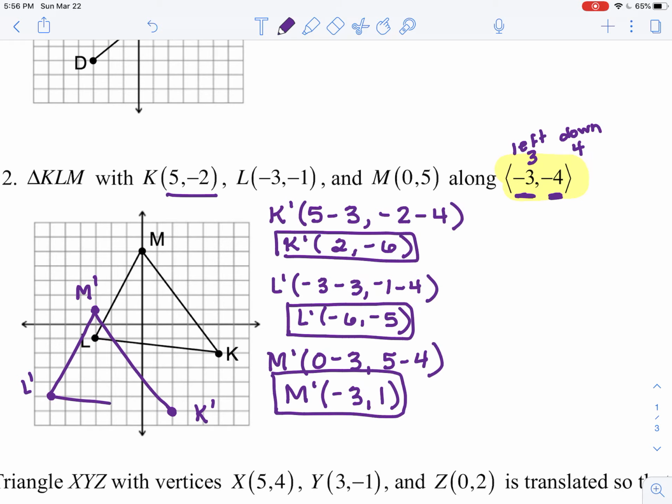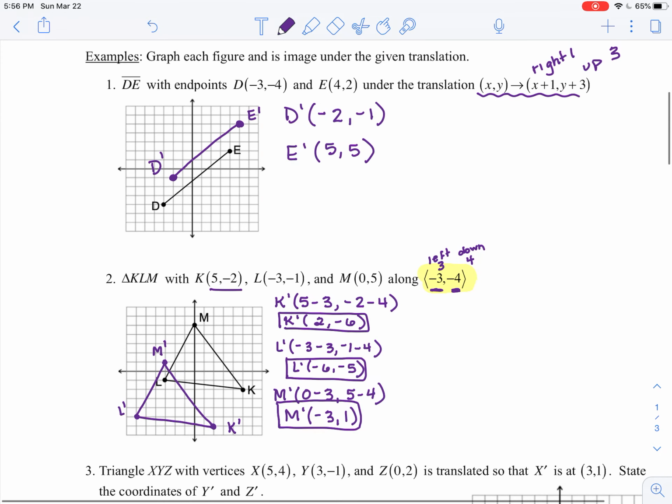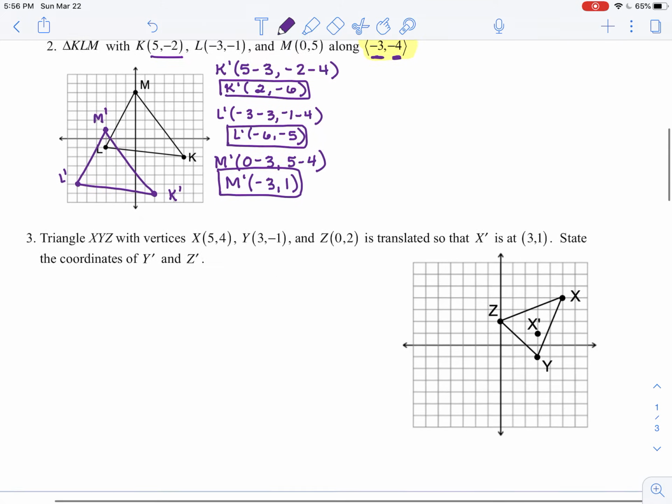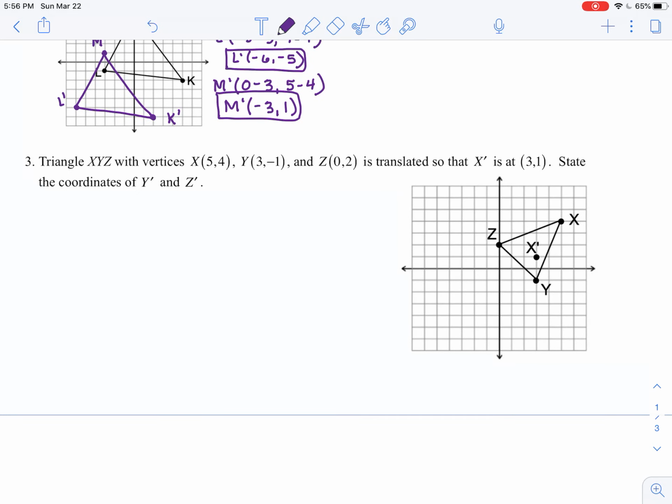As I mentioned, translations are still isometries, so your original figure and your image should look exactly the same, just slid over, up, down, left, right. Question number 3 says, triangle XYZ has vertices at X is 5, 4, Y is 3, negative 1, and Z is at 0, 2. The triangle gets translated so that X prime ends up at 3, 1. Find the coordinates of Y prime and Z prime.